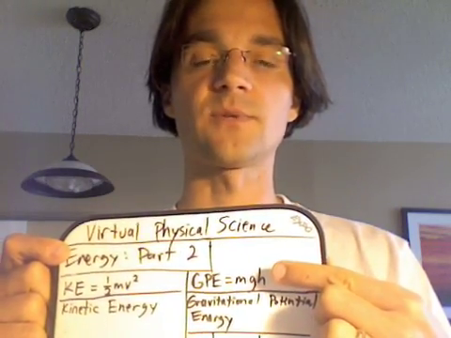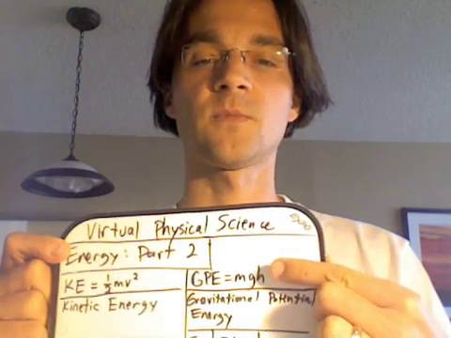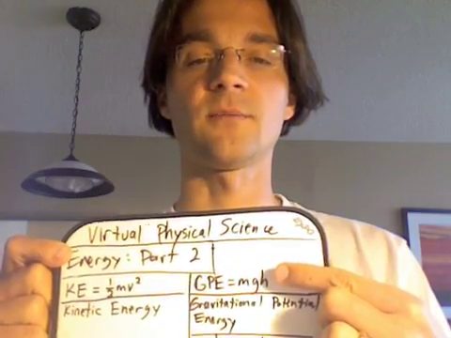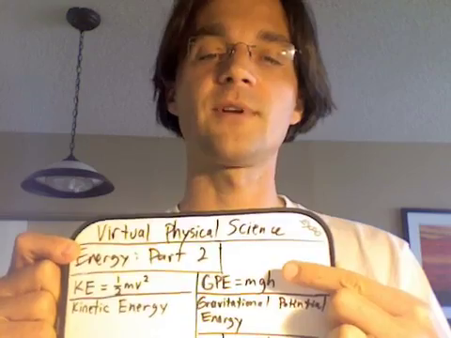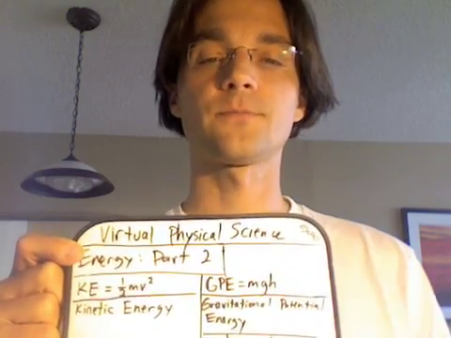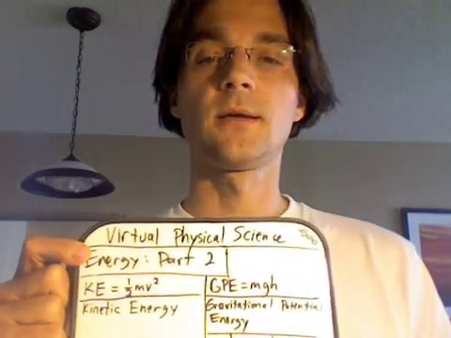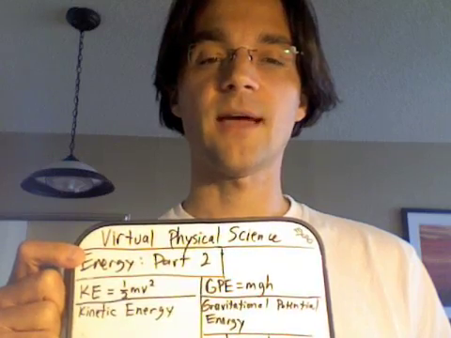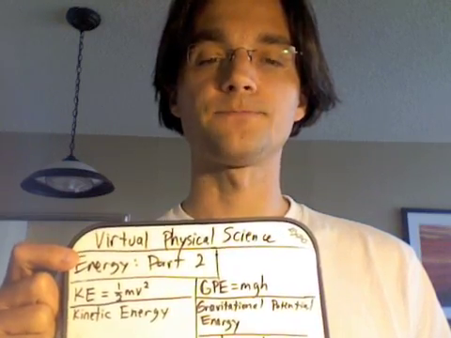H, what do you think h represents? Right, the height of the object from the ground or from wherever it is that it can fall to. Alright, so let's start out with an example of calculating kinetic energy.